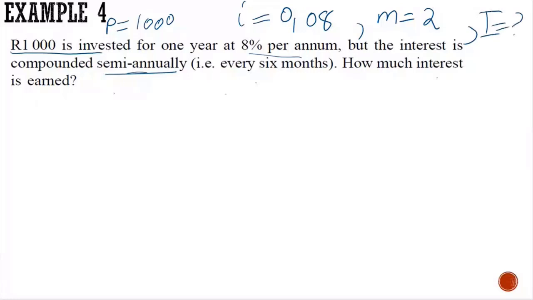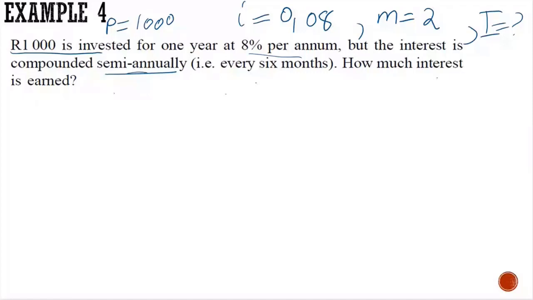So we just need to calculate the interest, but we cannot calculate the interest first. We first need to get the accumulated amount. Okay, let us get the accumulated amount. We already know it's a compound interest formula, because the interest is compounding.